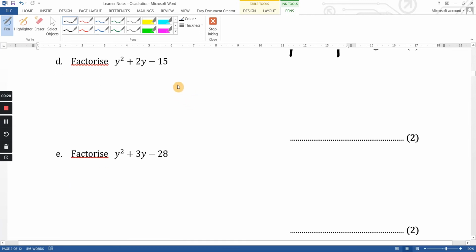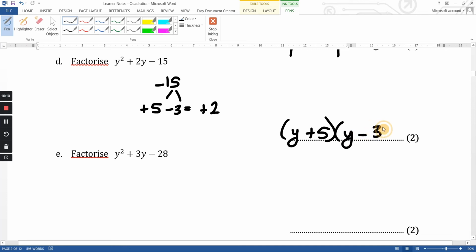Next one, I need minus 15 and a positive 2 here. So definitely 5 and a 3. And because this is a minus 15, that means when you multiply two numbers to get a negative, one has to be positive, one has to be negative. Which one's which? So yeah, definitely straight away I can see that has to be positive, that has to be negative. That's going to get us positive 2 here. So my answer is y plus 5, y minus 3.